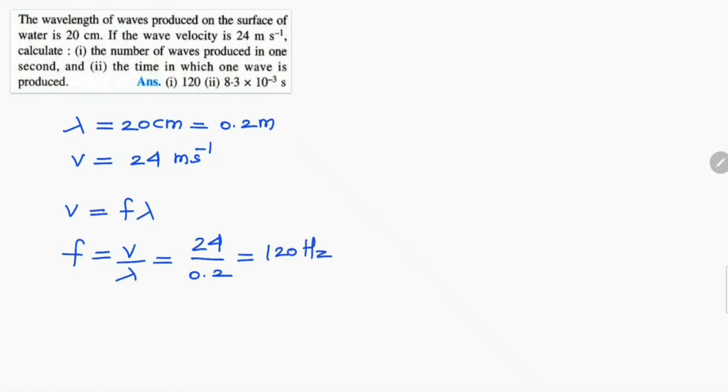Or in short, how many waves in 1 second? 120 waves in 1 second. Second part, time in which one wave is produced. Indirectly they have asked you the time period.